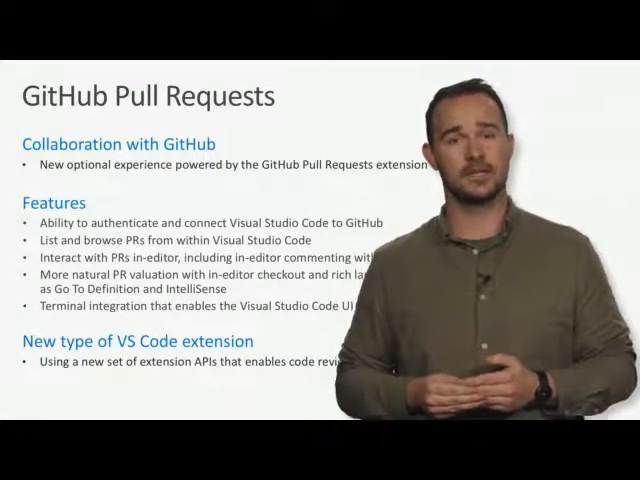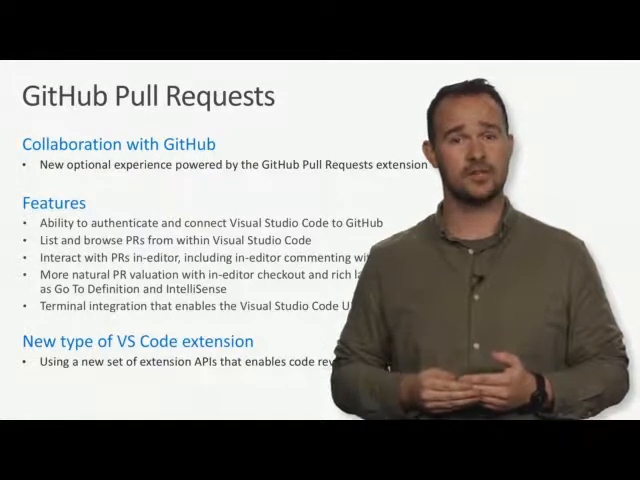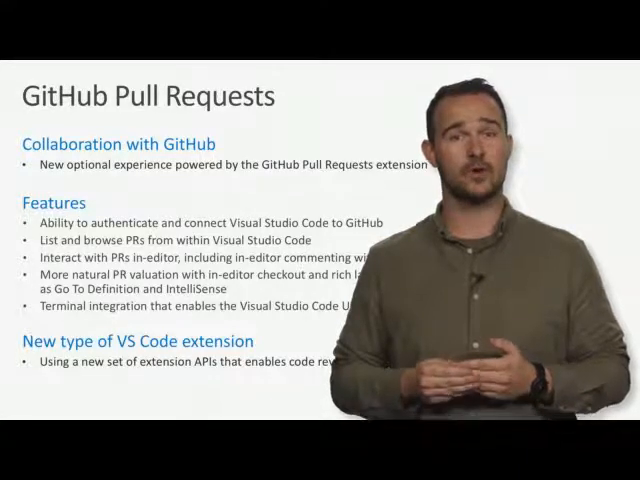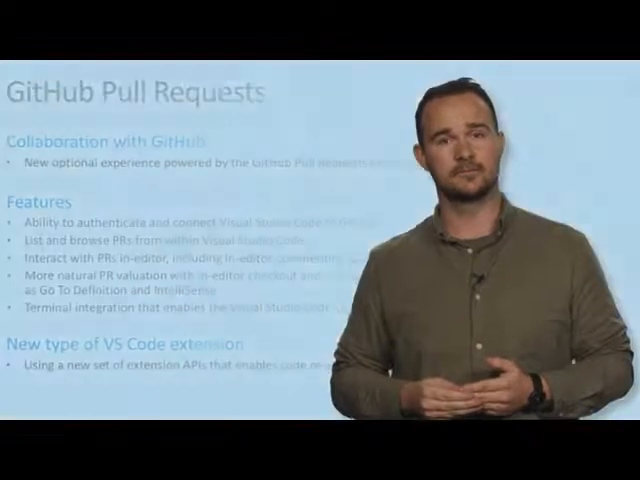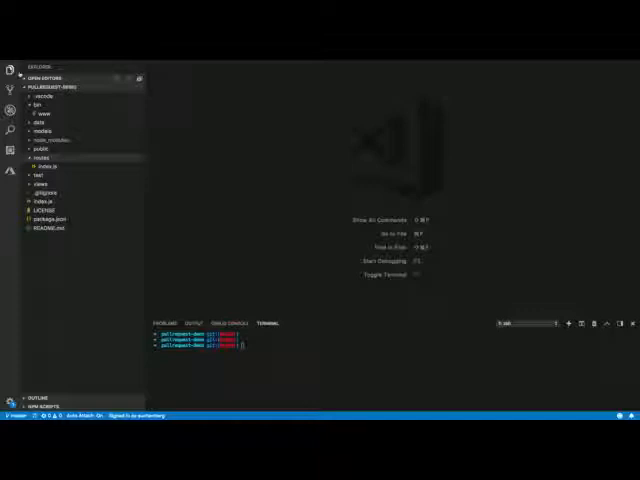And lastly, we're enabling a smooth terminal integration that enables the UI in VS Code to coexist with the Git CLI. GitHub pull requests is a new type of VS Code extension. It's powered by a new set of APIs we have baked into the core of VS Code in order to enable code reviews and commenting. But enough talk, let me show you how it works. All right, so what I have here is the Insiders edition of VS Code. I have a folder open called Pull Request Demo, which is a Node application we have put together to actually demonstrate this new pull request experience.